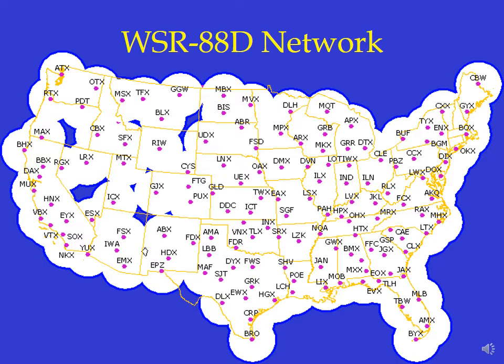But these radar systems were funded by Congress because of their ability to predict tornadoes, and that's a much bigger issue in the eastern half of the United States, and that kind of explains the higher density of radar systems in the eastern half of the United States.